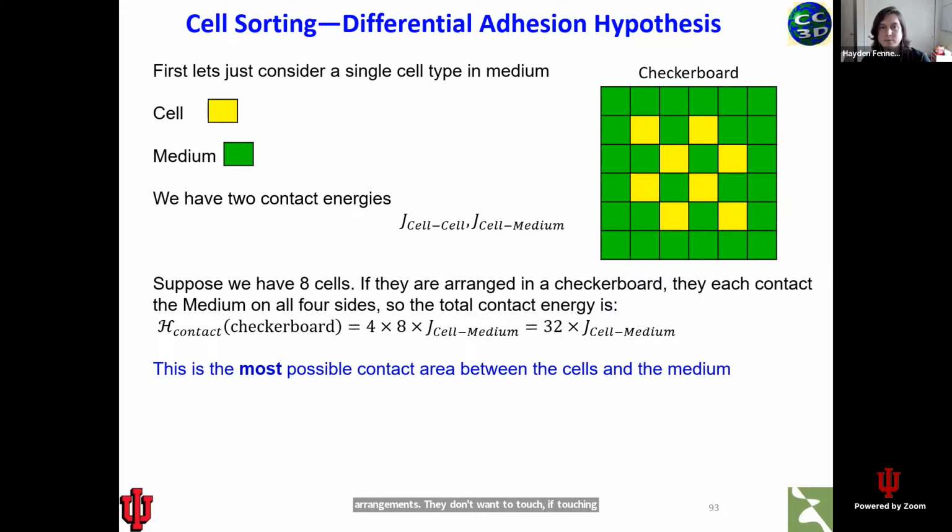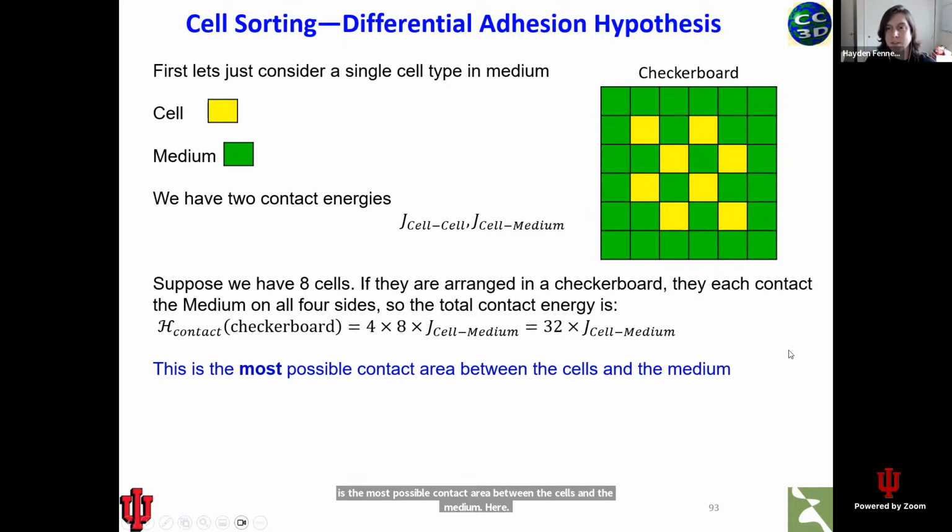So in this case, we have a checkerboard arrangement. We have the yellow squares representing cells in green medium. You can see that we have 32 total interfaces between cells here, and each yellow cell has 4 exposed edges. So if we assume that our cells in this case are perfect squares, this is a situation in which energy is maximized because the cell differences here are occurring on every interface. This is the most possible contact area between the cells and the medium. So this would be a high energy state.